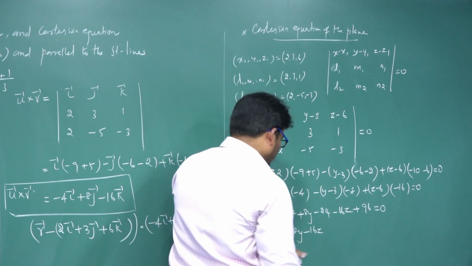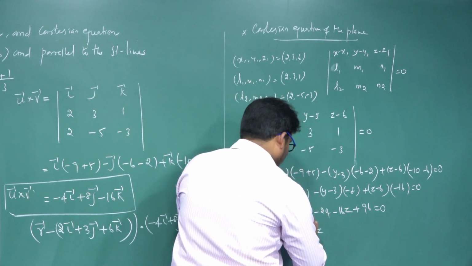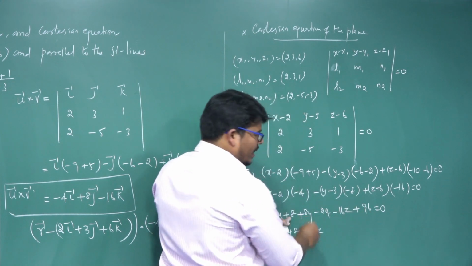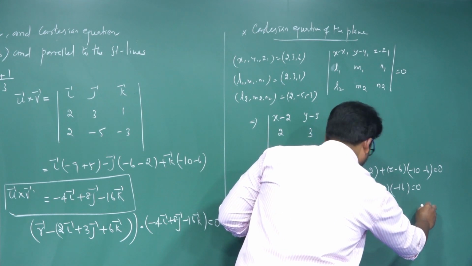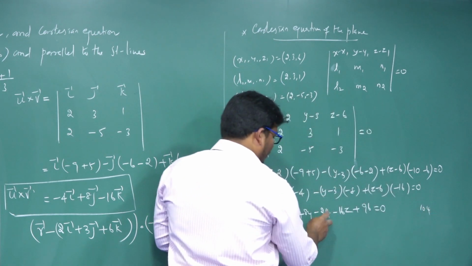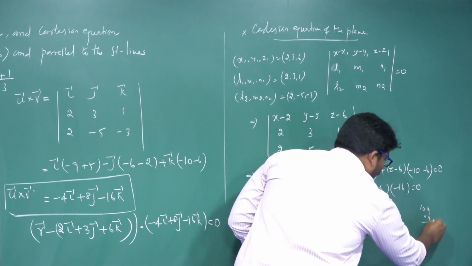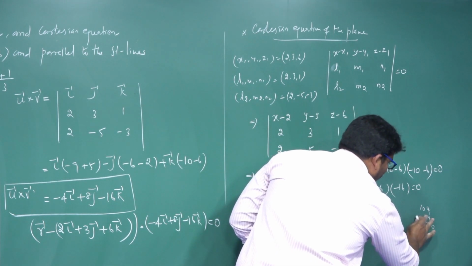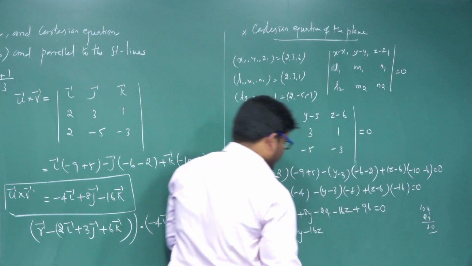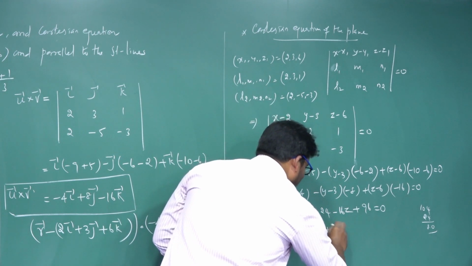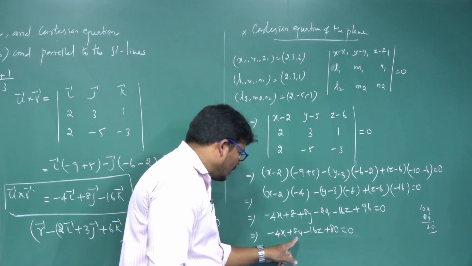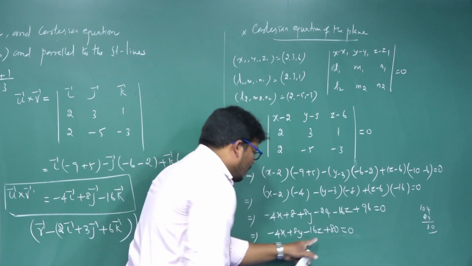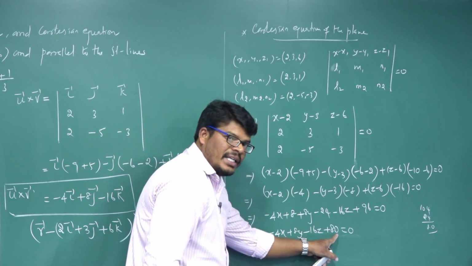Next, the constant terms: 96 plus 8 plus 24 gives 104, minus 24, and the next one, minus 4, then 10 minus 2, that is 80. So plus 80 equal to 0. Minus 4x plus 8y minus 16z plus 80 equal to 0.